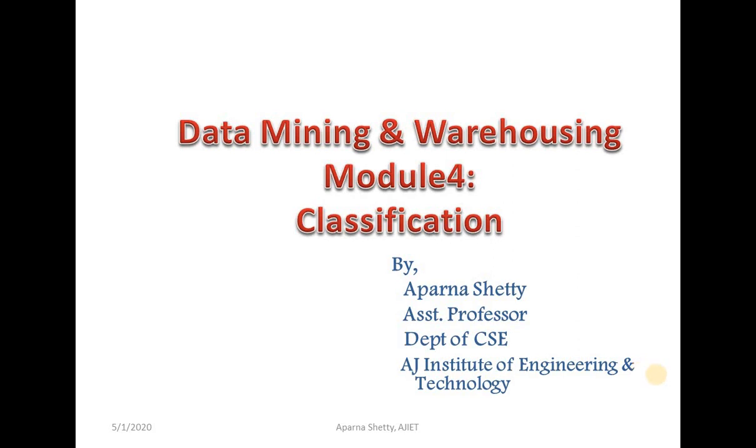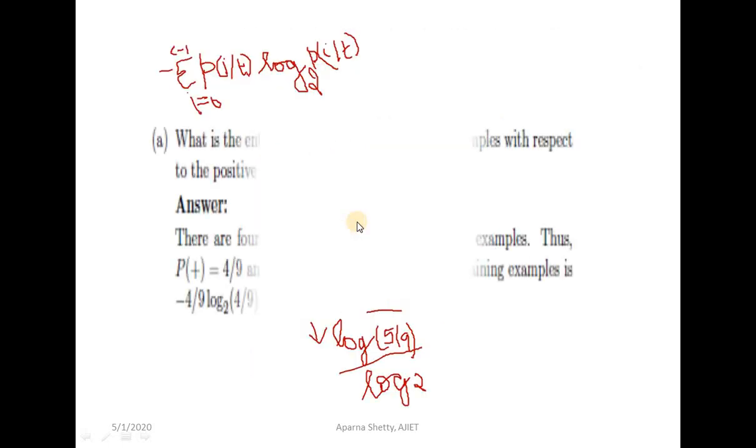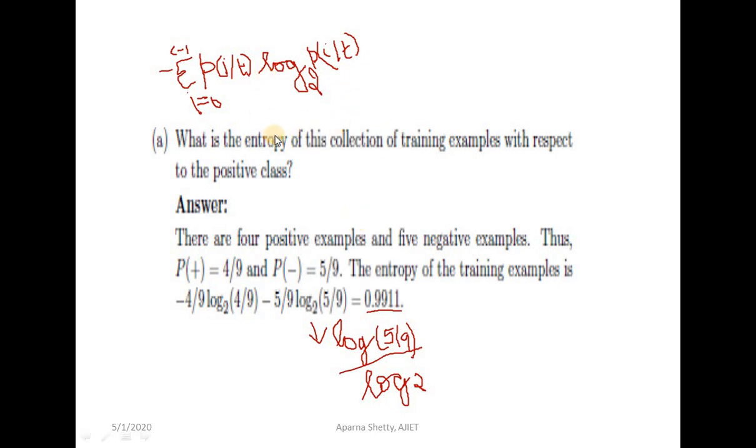So in the previous video lecture, I was solving this problem, correct? They had given this data set, and the first question was to find the entropy of this collection of training examples with respect to positive class. So we have found the entropy with respect to positive class, as well as the overall entropy of the training examples, and we had got this value 0.9911.